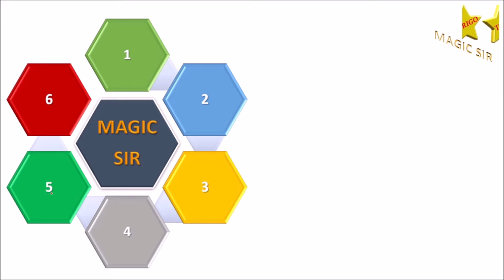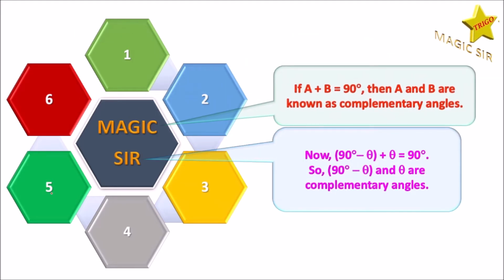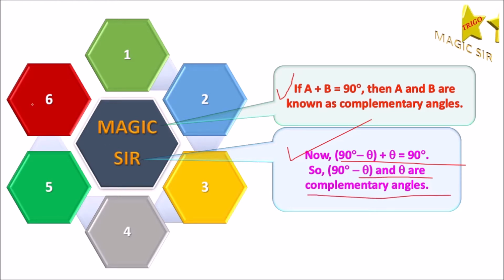Today we will solve some examples based on trigonometric ratios of complementary angles. Look at the space bubble. If A plus B is equal to 90 degrees, then A and B are known as complementary angles. Now 90 degrees minus theta plus theta is equal to 90 degrees. So 90 degrees minus theta and theta are complementary angles.